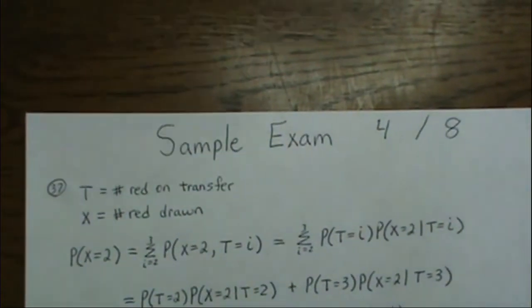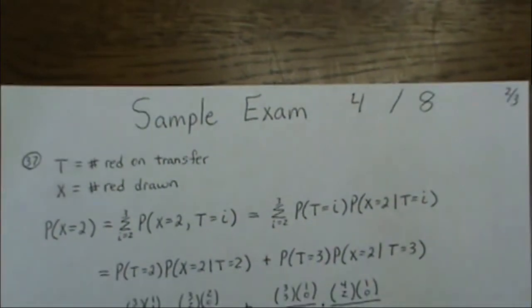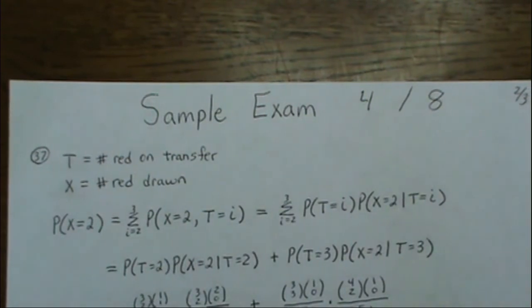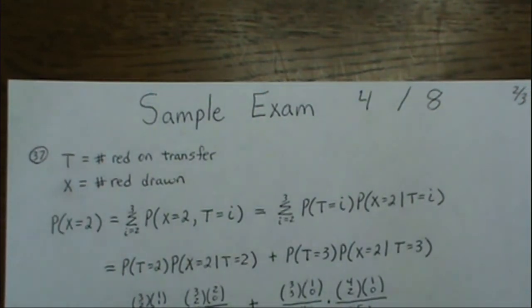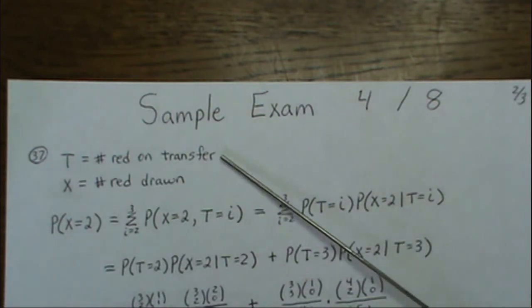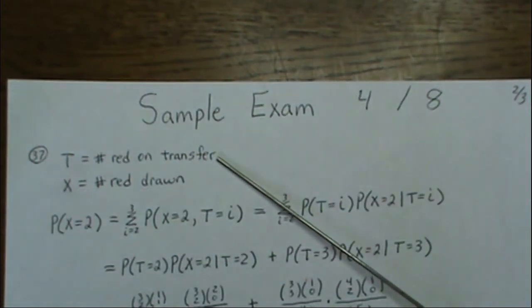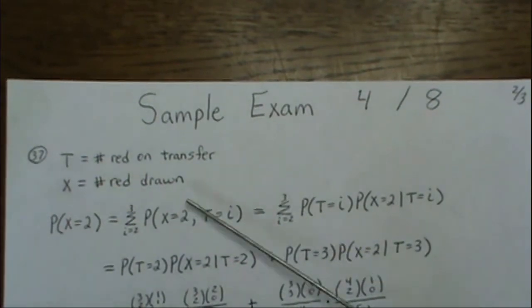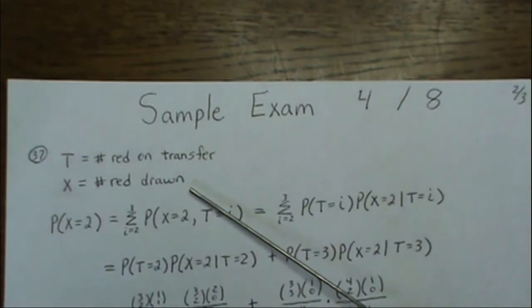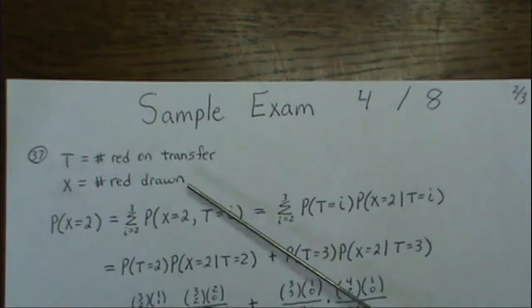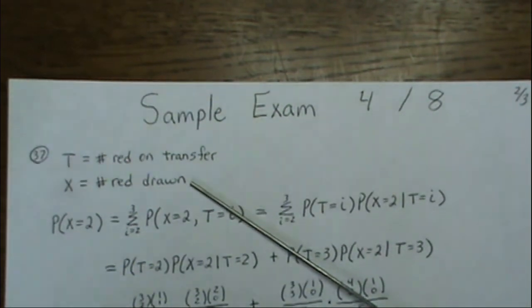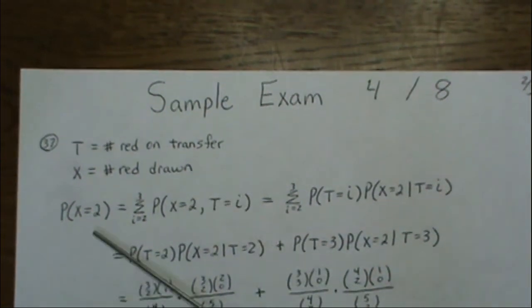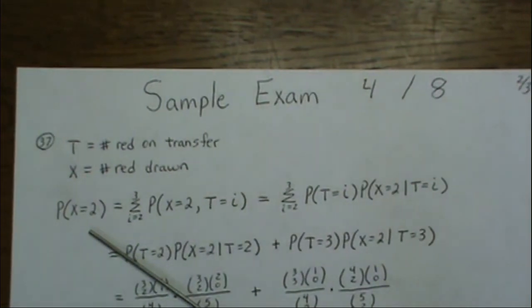Number 37, let's let T be the number of red on the transfer. And we transfer 3 balls at a time, so the numbers that it can take on is either 2 or 3. Then after we transfer the balls, we randomly pick 2 balls. And so the number of red, X, can either be 0, 1, or 2. We're trying to find the probability that X is 2.